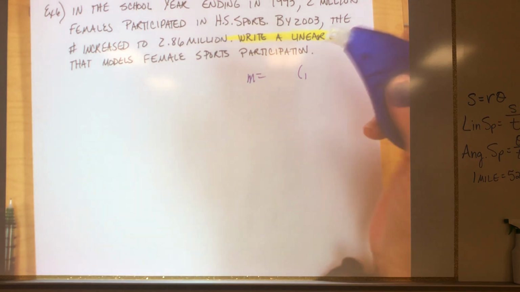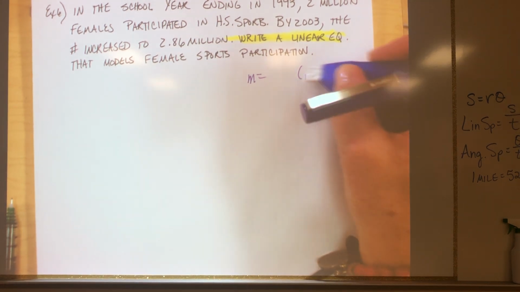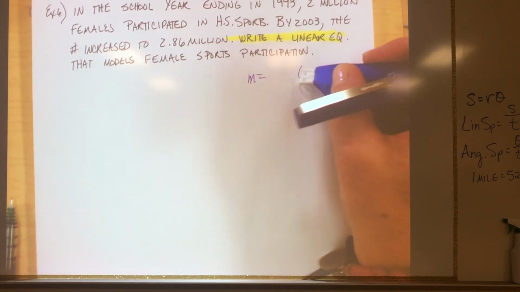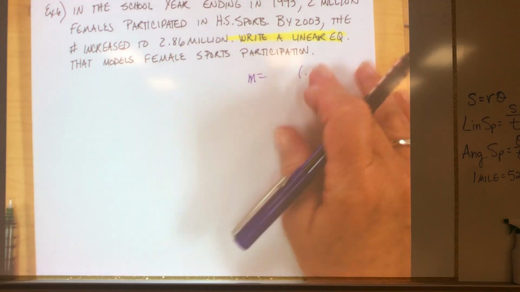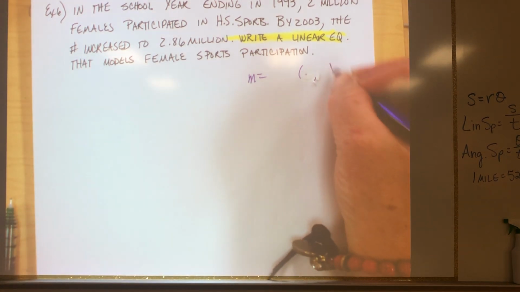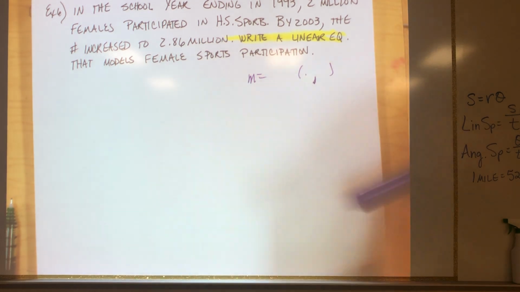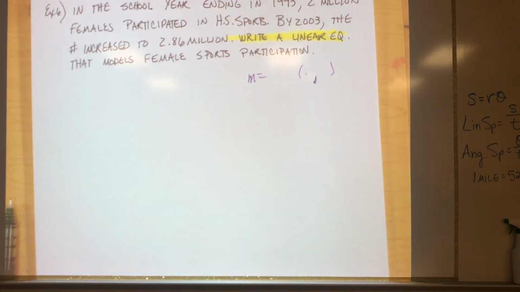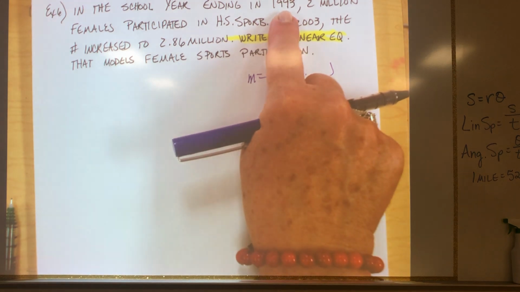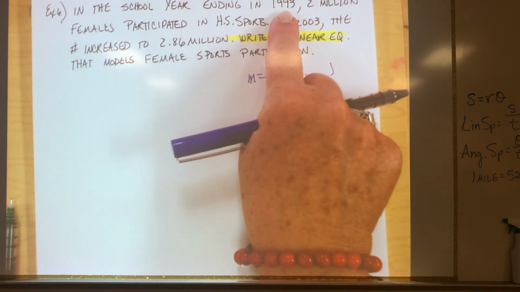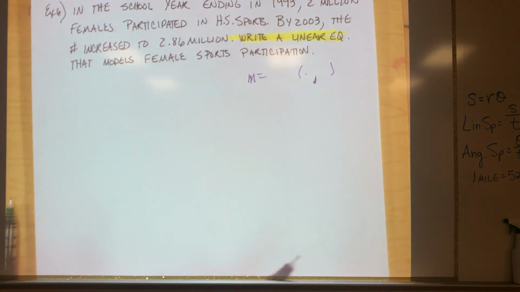Okay. So in order to find the slope, I need 2 points, right? They didn't give me the slope, so they must have given me 2 points. Do you agree? All right, what's the first point? 1993 and 2 million. Very good. And remember how we always talked about the X, if you have a time, that's an X value.